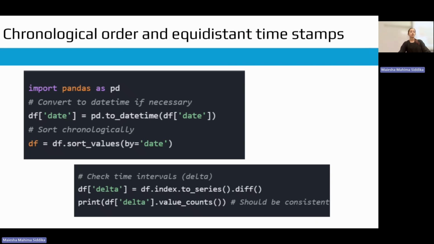In time series, it's really important to have a chronological order and have equidistant timestamps. By equidistant, I mean the difference between each time index is consistent and the same. So pandas, we've done this quite a few times. Pandas is just a data pre-processing library in Python. And this code snippet over here is converting the date to a datetime.